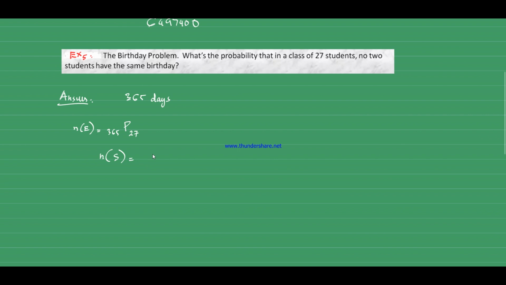Now we're talking about a sample space right now. I'm not talking about the permutation. And the requirement over here is no student has the same birthday. So you have 365 options for the first student. Then you have 365 for the second student. And we have 365 options for the third student, and so on, 365 for the 27th student. So this gives you the sample space.